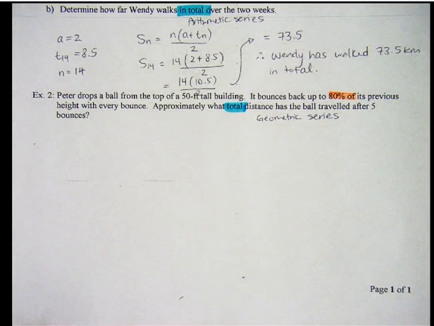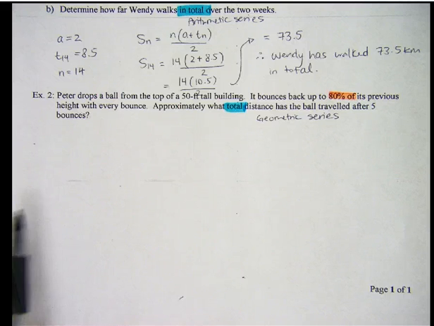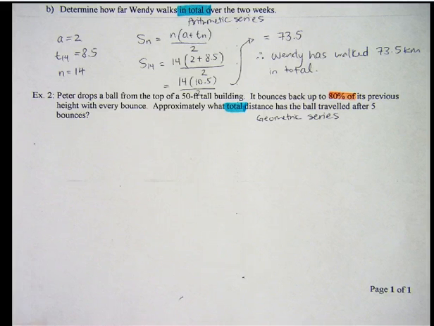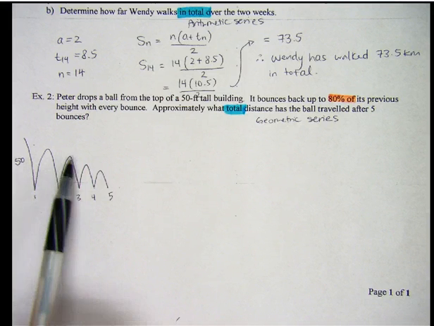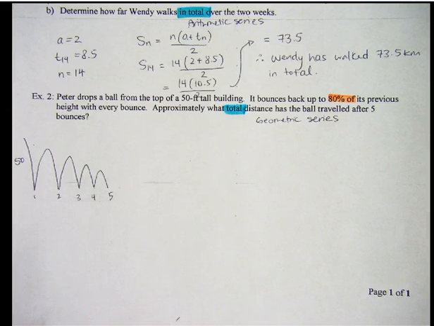All right, I'm going to draw a little diagram, so if you want to pause the video right now to draw your own diagram and then come back and see how I did it. So here's my little diagram. The first bounce, 50 feet drop, and then second bounce, third bounce, fourth bounce, fifth bounce.